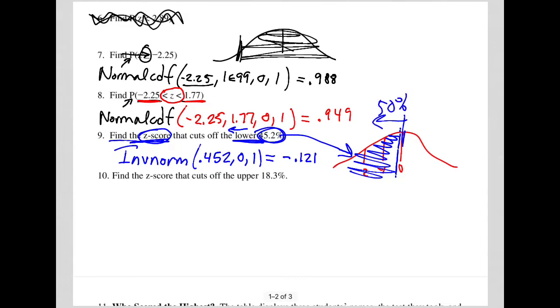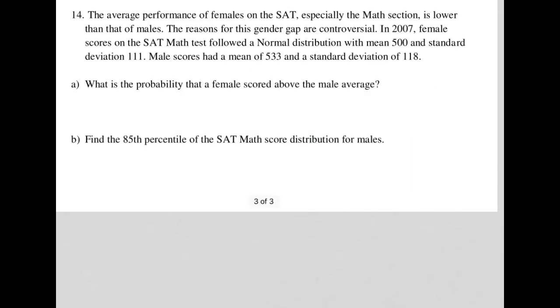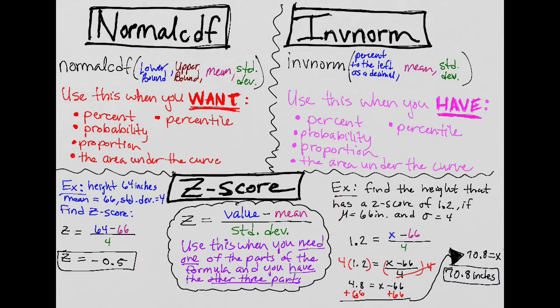All right, number 10. So now it says find the z-score that cuts off the upper 18%. So we have a percentage. So if we have the percentage, we're using inverse norm. And we're putting in, now it does say upper, so I was working so fast I didn't even read. Don't do that. Make sure y'all read upper 18.3%. So remember, that's to the right. But notice in our little note sheet here is that you have to put in the percent to the left.